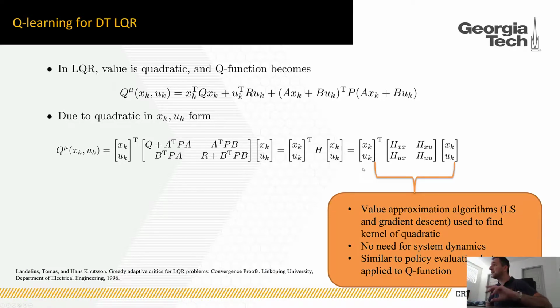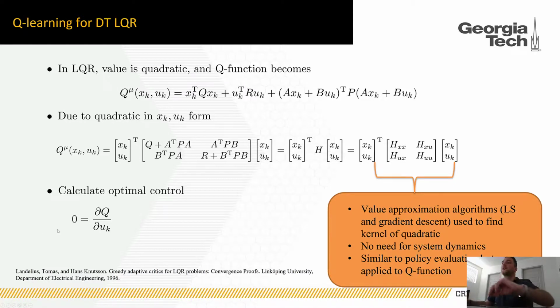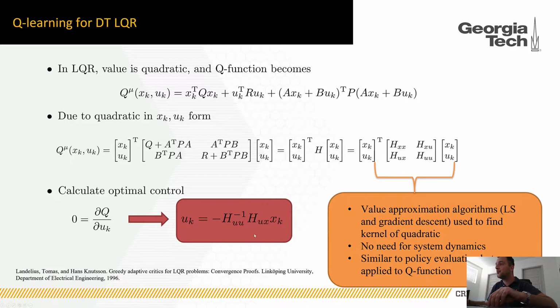So I can learn this by using the value function. I can do any policy evaluation, any policy improvement, but these are applied to the Q function, okay? And of course, I calculate the optimal control based on the Q function, and it will give me something which is unknown here, okay? So what I want to do is, if I find this H matrix here, I will find the optimal control eventually. So this is a very famous paper which is called Greedy Adaptive Greedies for LQR Problems with Convergence Proofs. This is by Landelius and Nugent.